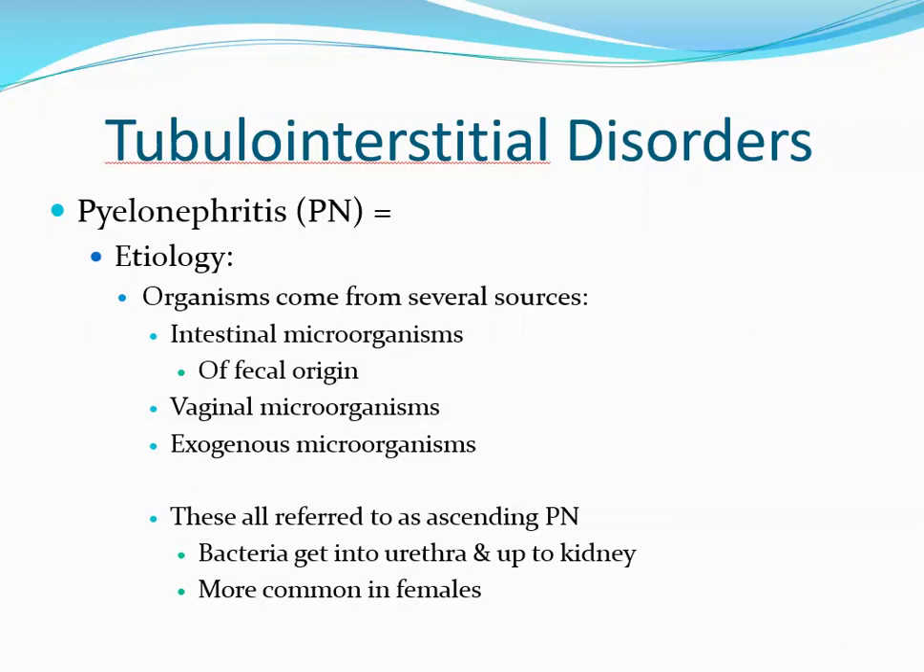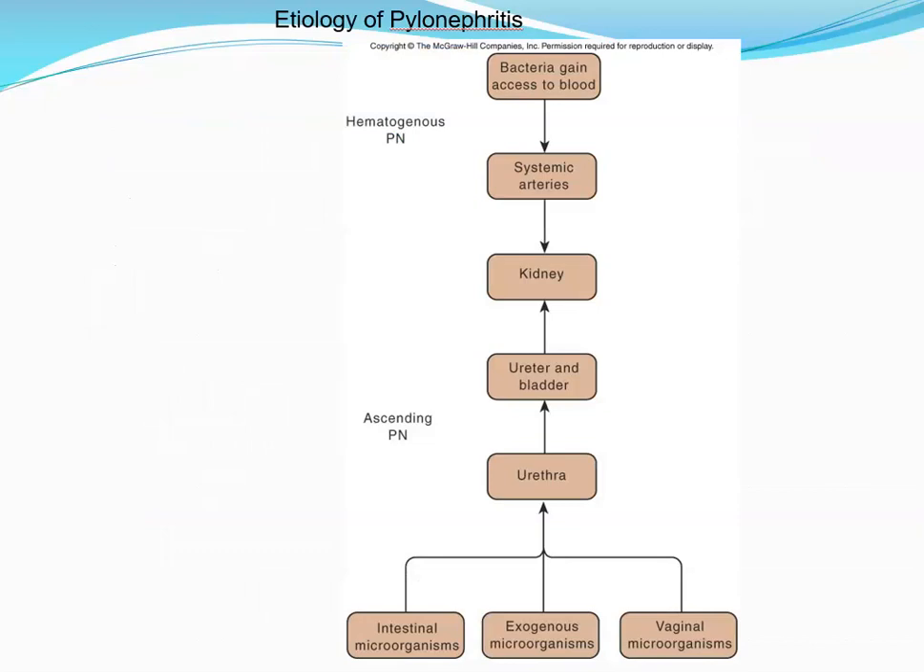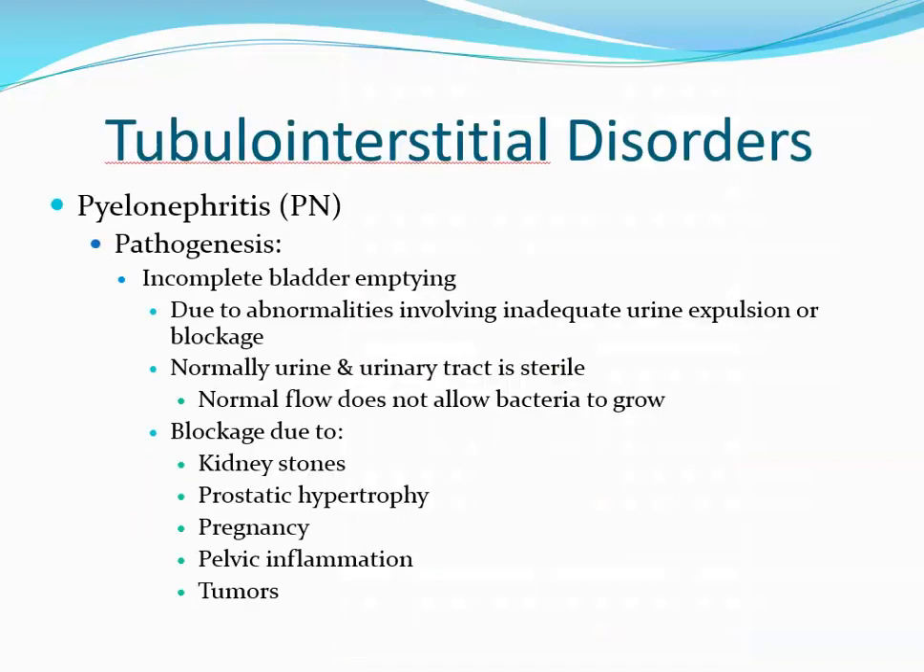This source of organisms is more common in females due primarily to the shorter length of the urethra. In males, the urethra is significantly longer, plus males also have secretions from the prostate gland that have some antibacterial action. And this is just showing the difference between descending and ascending pyelonephritis. Now, how does this develop?